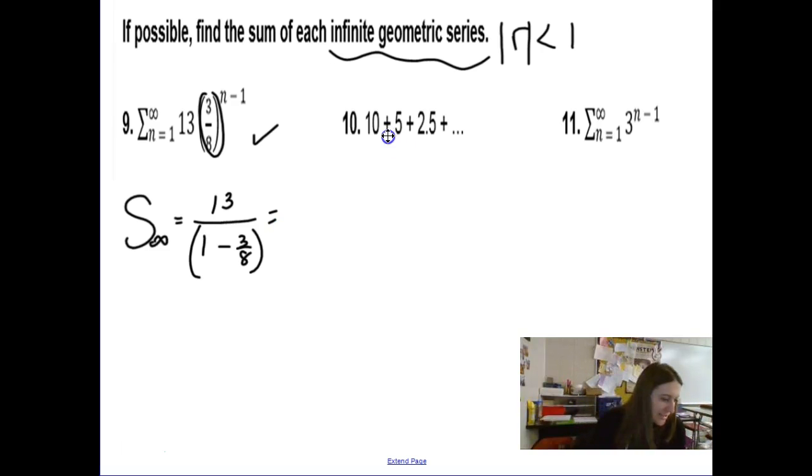Oh, let's try this again. So it comes out to 20.8. And if you hit math enter on your calculator, that comes out to 104 over 5. So whichever answer makes you happy, I really don't care.